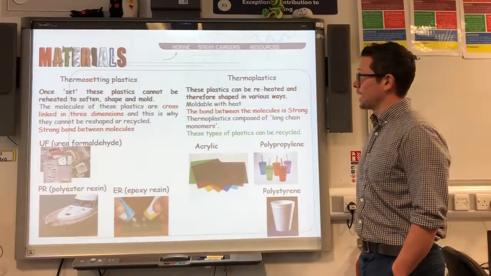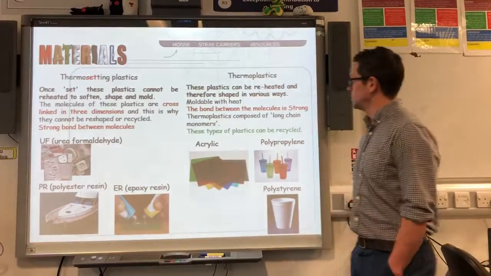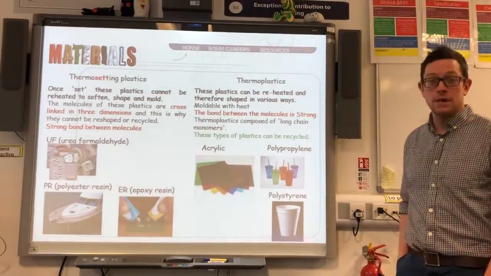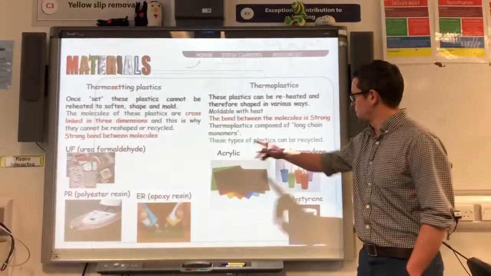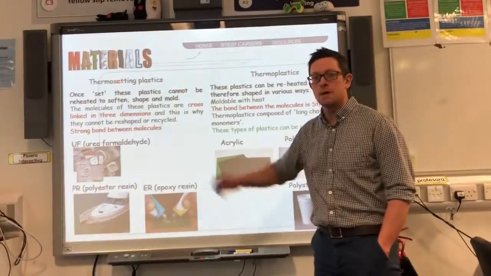Thermoplastics, okay, can be reheated and remolded. The bond between the molecules is strong, but is changeable. Okay, these types of plastics can be recycled. There are examples there, but they are on your sheet.